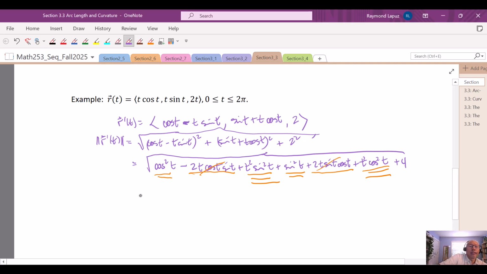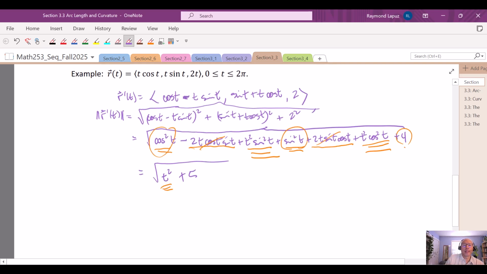And then so we'll simplify these triple underlined terms as t squared times parentheses sine squared plus cosine squared, which is 1. And then so this is the one that was all triple underlined, and then the double underlined here, these two terms make up 1, and then we add that to 4, so that makes a t squared plus 5, and I believe that's all the terms. So this is your r prime magnitude.